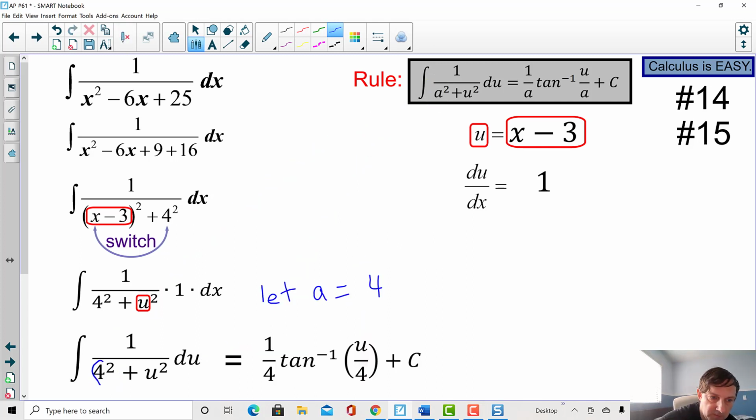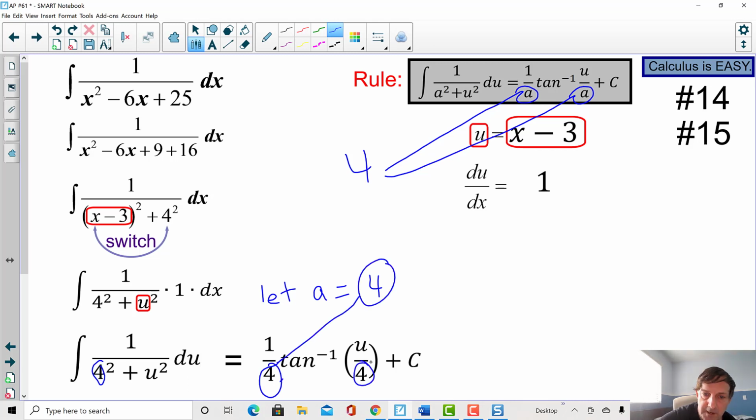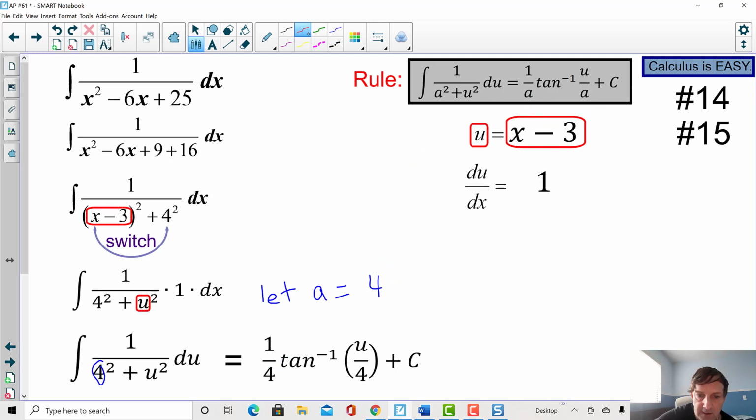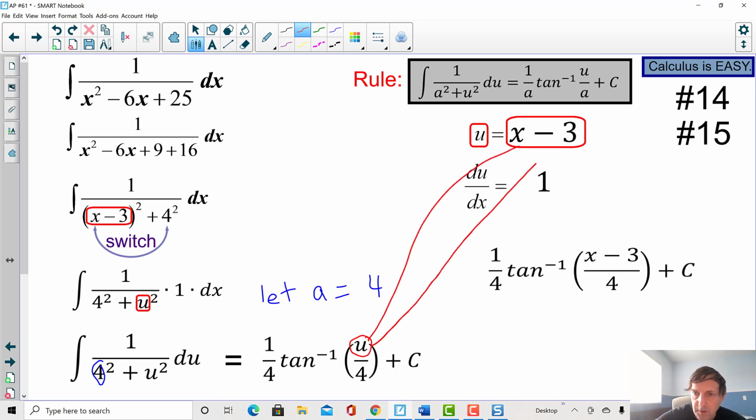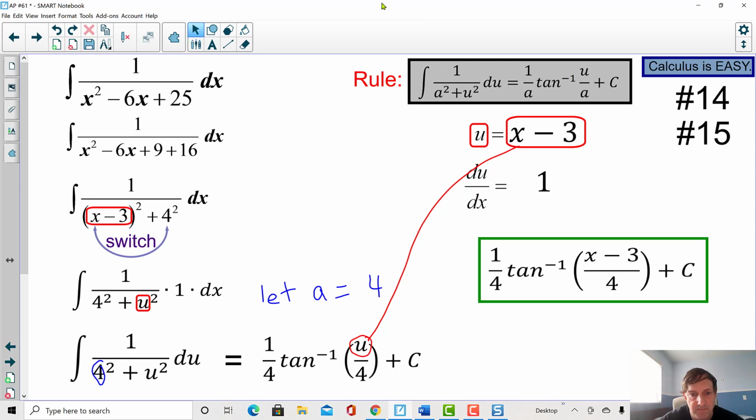Okay, because our a was 4, we're putting a 4 in this spot right here and also in this spot right here. So there's our a right here and right here. Now the only thing we have left to do is trade our u for x minus 3, and then we'll be done. There we go. Our u has been traded for x minus 3. So this is our final answer. Let's put a box around it. And now we're done.